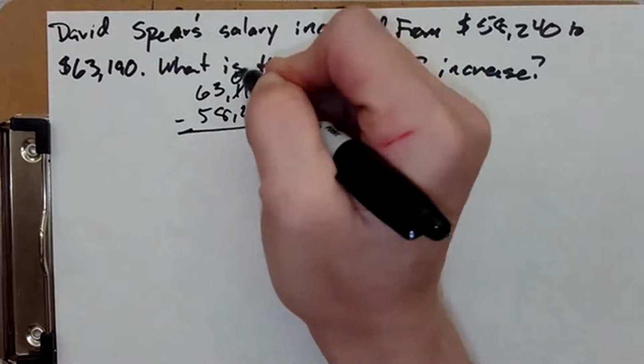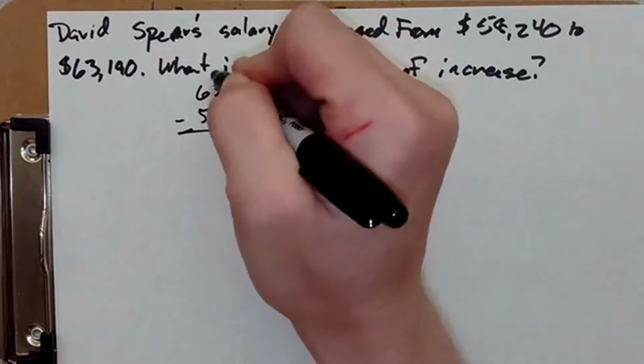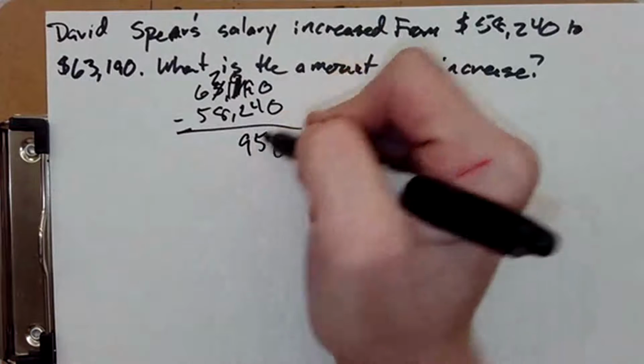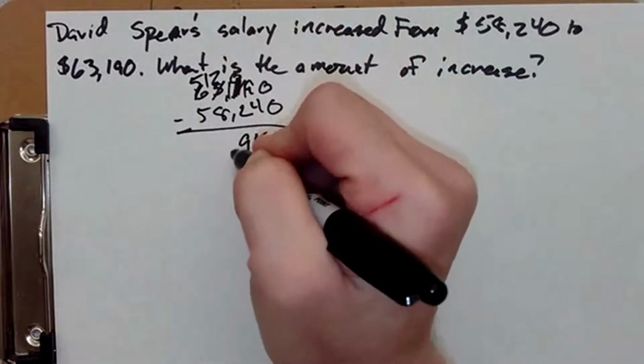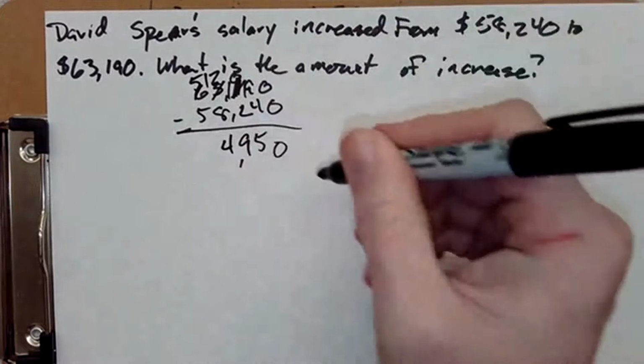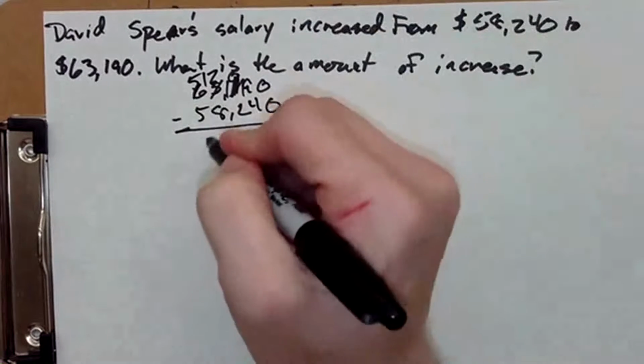Oh, I didn't have to do that. Oops. Now I have to do that. Minus 8 is 4. That's an increase of $4,950.